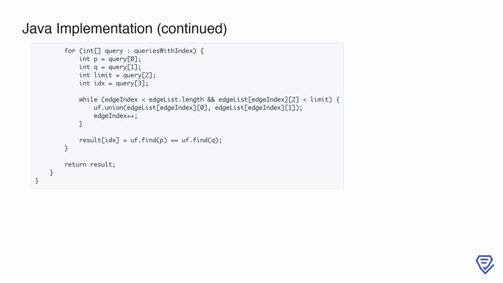After processing the edges, we use the find method to check if nodes P and Q belong to the same connected component. If they do, it means there exists a path between them that satisfies the distance limit, so we set the result for this query to true. Otherwise, it's set to false. Once all queries are processed, the result array is returned, providing the answers in the original order of the queries.